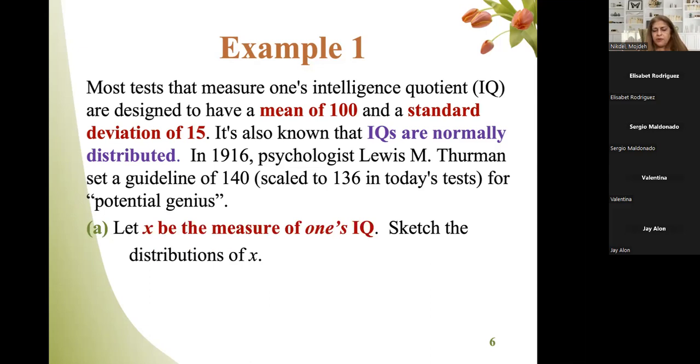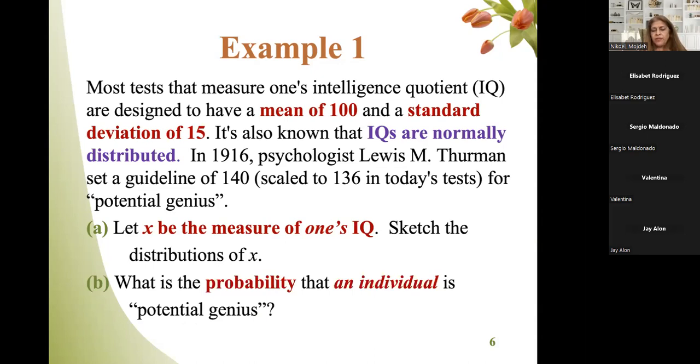A, let X be measure of one's IQ. Sketch the distribution for X. Remember, X is measure of one person's IQ. What is the mean of IQ? Mean mu is 100. Standard deviation sigma is 15. Do you remember in section 6.1, I said every X has its own mu and sigma? Here it is X, which is measure of one person's IQ. Mu is 100, sigma is 15. So we want to draw the bell-shaped curve for X.